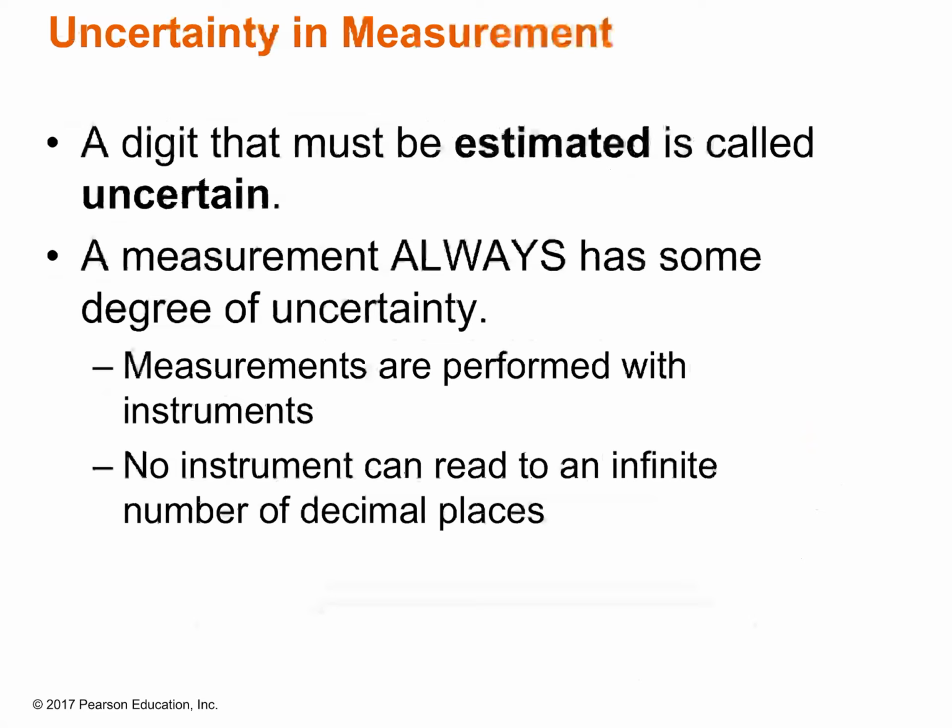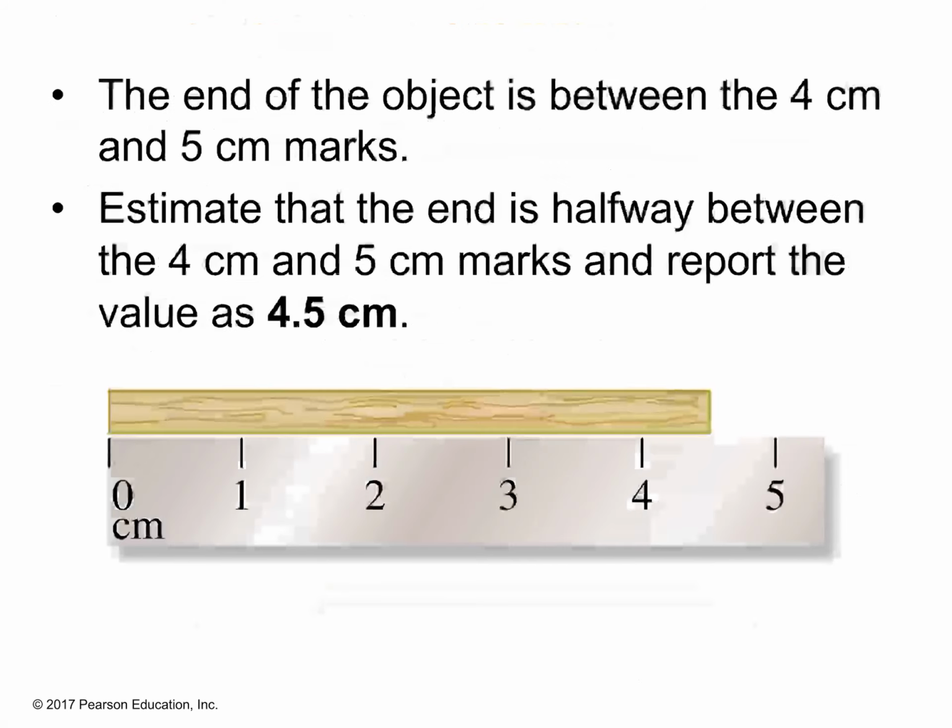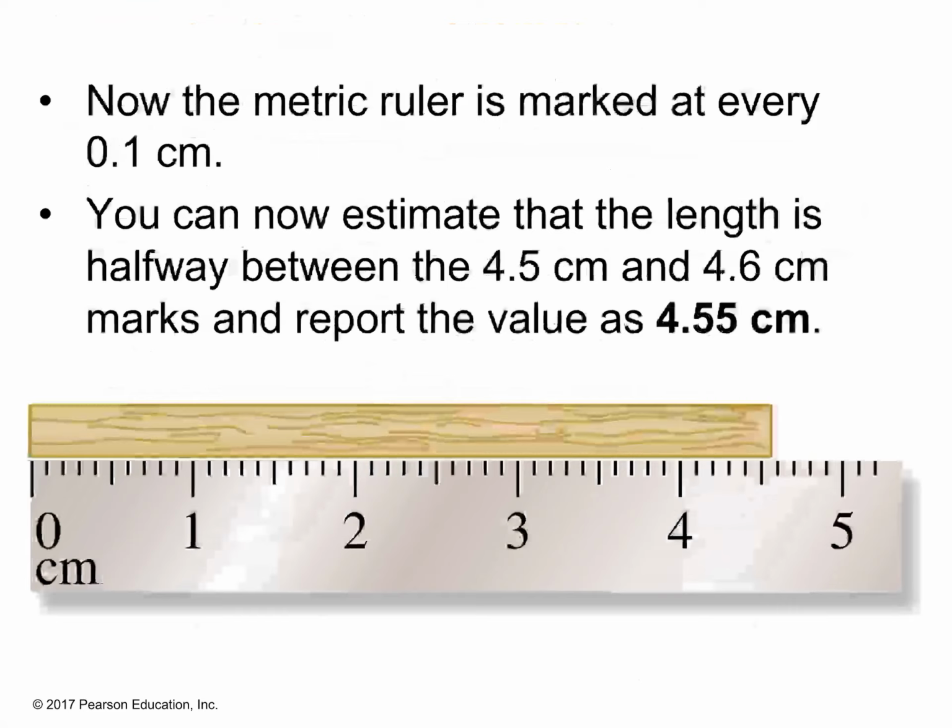So a digit that has to be estimated is called uncertain. Any measurement that we make, or even that a computer or electronic balance makes, always has some degree of uncertainty, because measurements are performed with instruments and no instrument can read to an infinite number of decimal places. We're always going to have some amount of uncertainty in our measurement. So this is where we get into those sig fig rules that we talk about in lecture. Like I was saying earlier, this one is between 4 and 5, so we estimate 1 more digit. That makes this 4.5 centimeters.